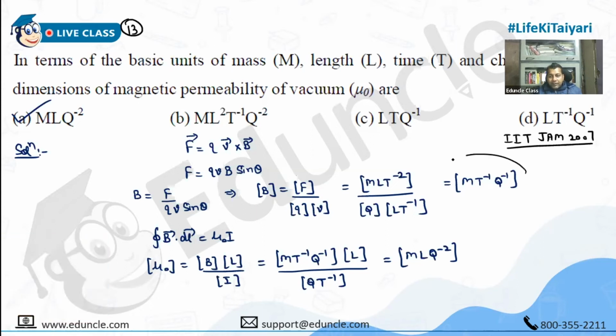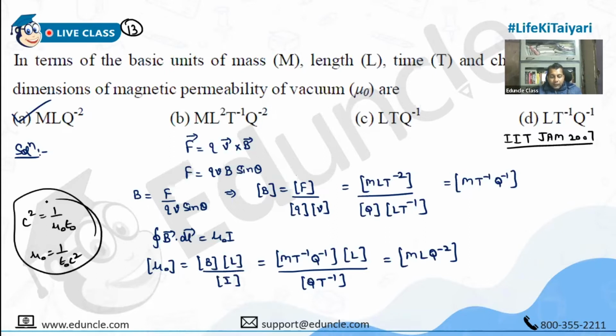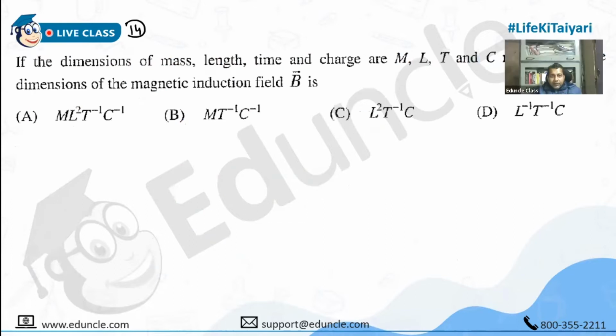And if you remember these dimensions directly, then you can save your time, and you can get the answer from here also. C square is 1 by mu naught epsilon naught, na? So mu naught is 1 by epsilon naught C square. From here also you can do. Okay? Yes, sir. Another one of similar kind.